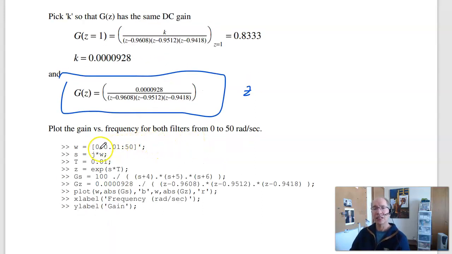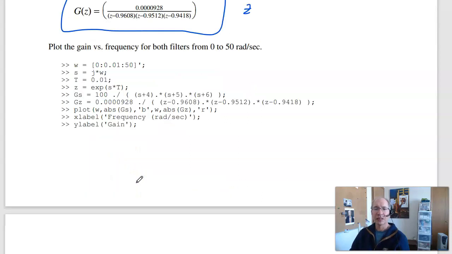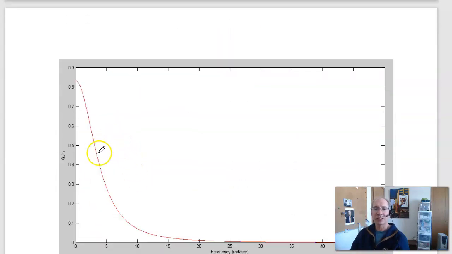And I can check that. If I plot g of s and g of z on the same graph, here's what I get. g of s is in blue, g of z is in red. Same gain versus frequency. It's the same filter.